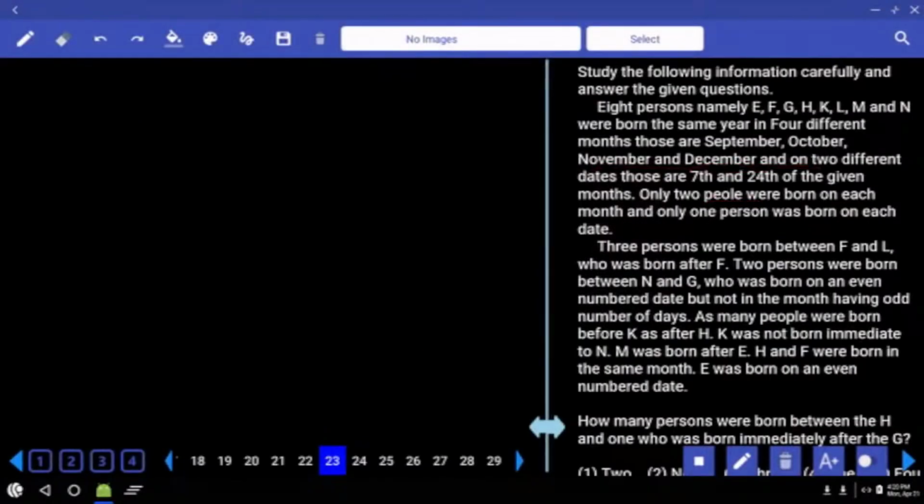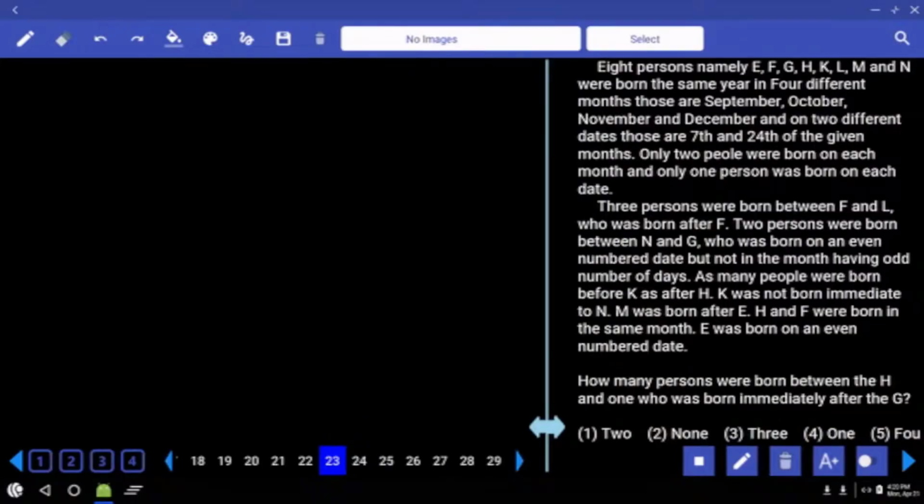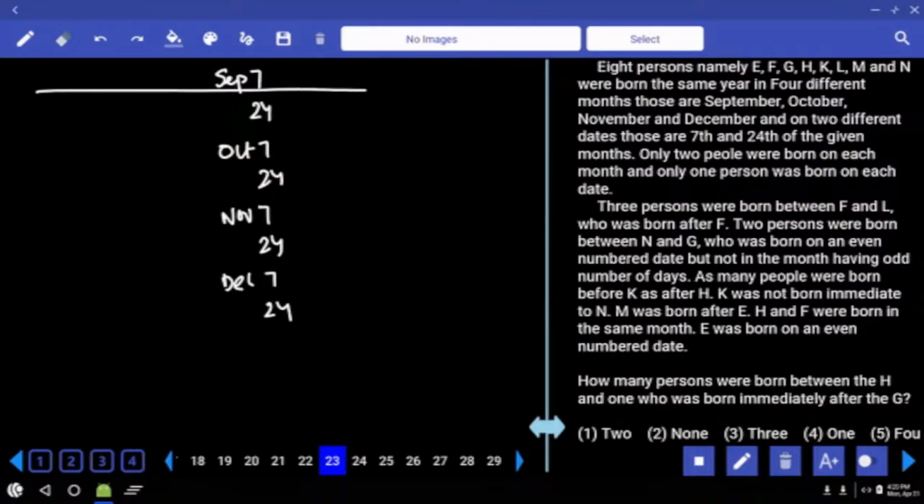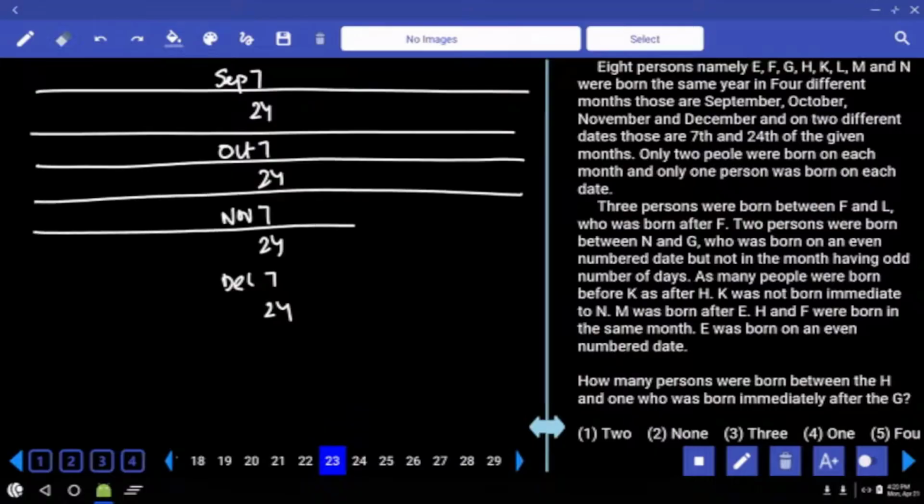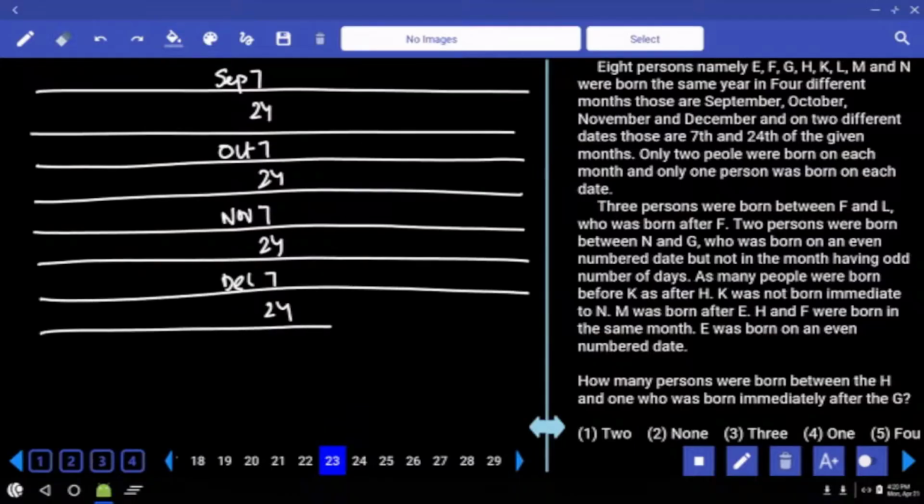Now coming to the months. What are the months? September 7 and 24. Then October, November and December. October 7, 24. And next one November 7, 24. And next one December 7 and 24. And how many persons are there? 8 persons. Now these 8 persons were born in 8 different months in 8 different dates in a particular year. Write down the dates and arrange the elements like this.